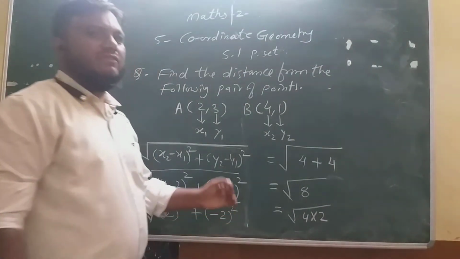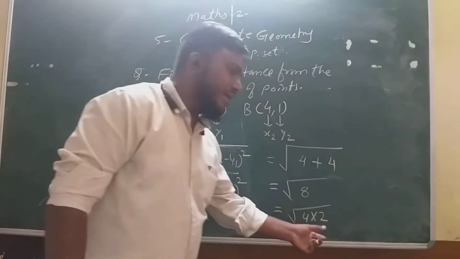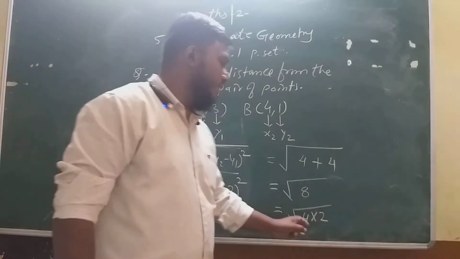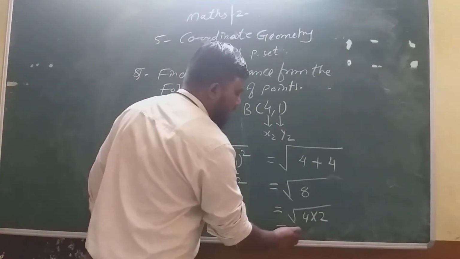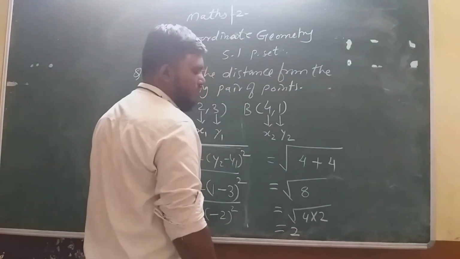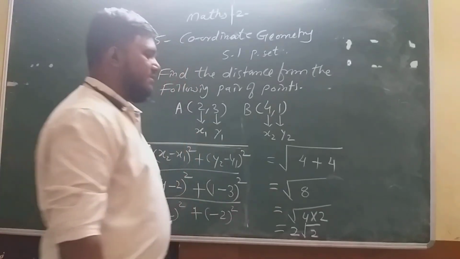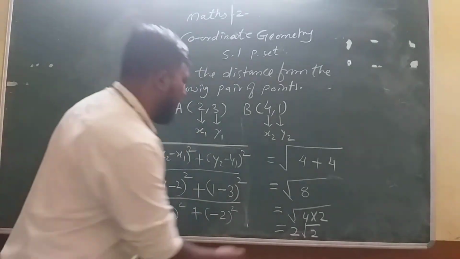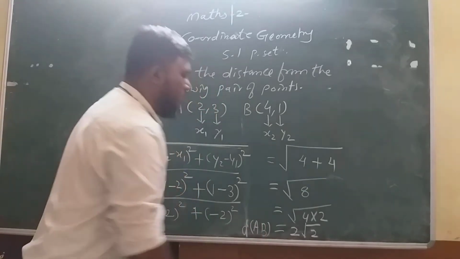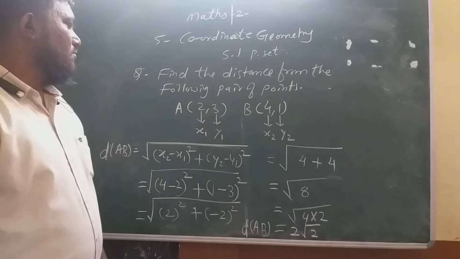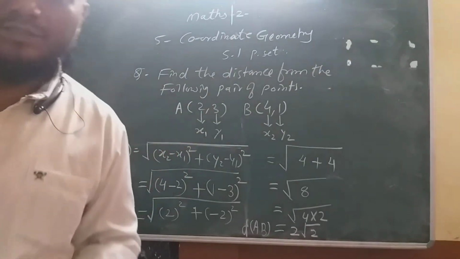We have to make the factors such that one of them should be a perfect square. So 4 is a perfect square, so it will become 2 as a square root, and the root 2 will remain as it is inside the root sign. This will be the answer. The distance of AB is what? 2 under root 2. So like this we have to solve the examples.